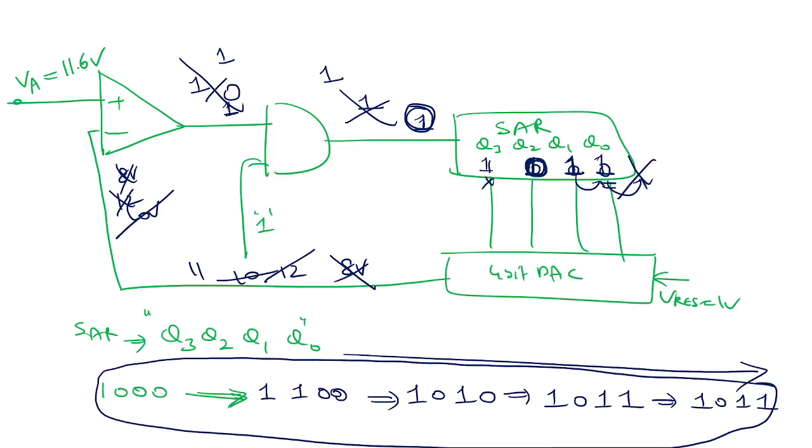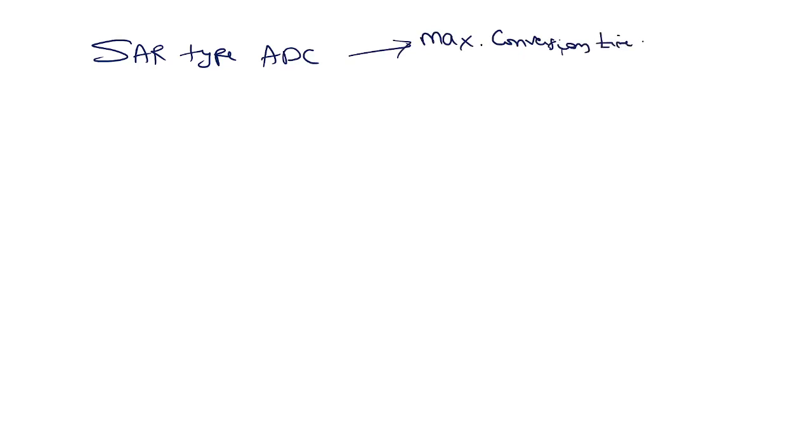Right. So as I said, for the SAR type ADC, the maximum conversion time is n times t clock. And again, the performance depends on circuit elements.